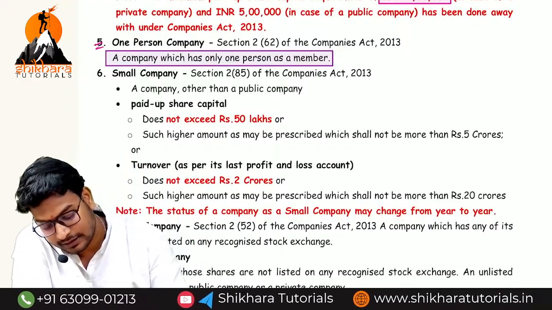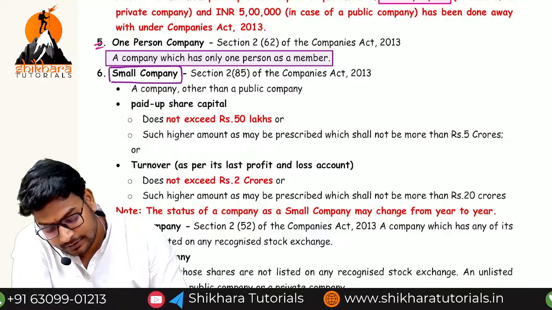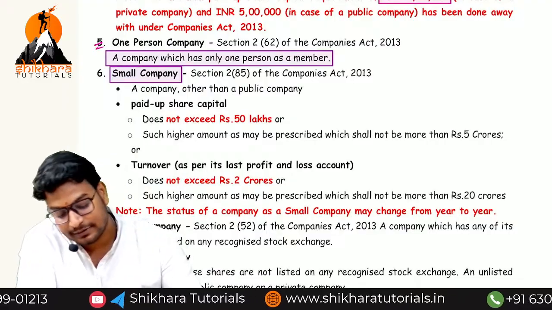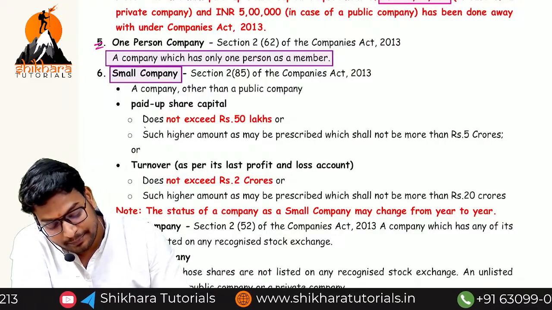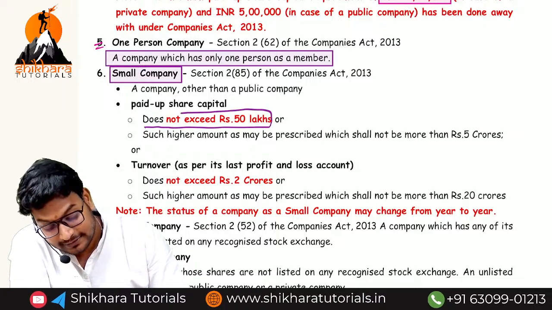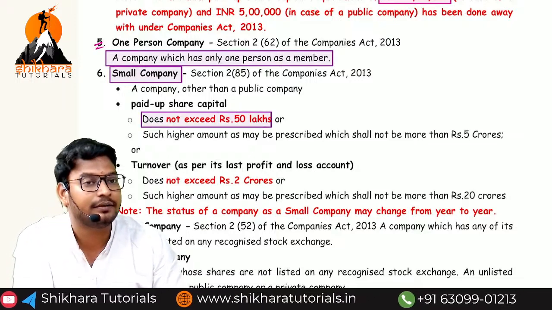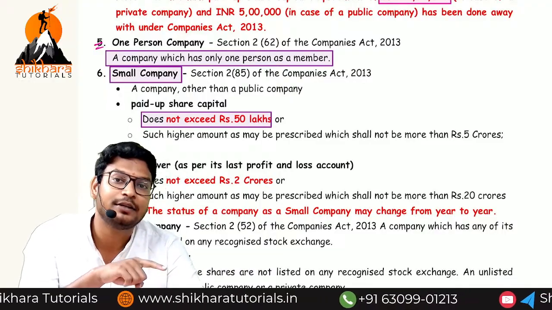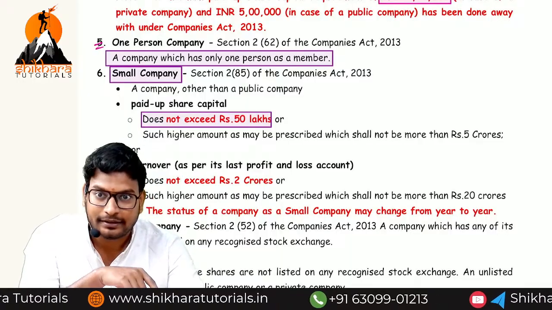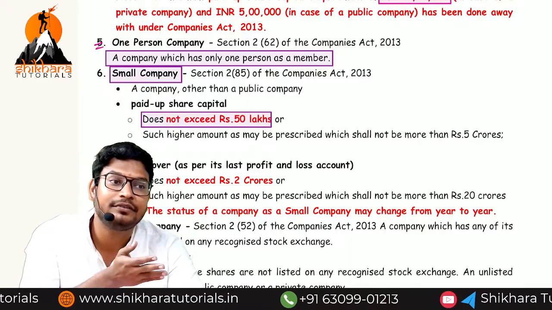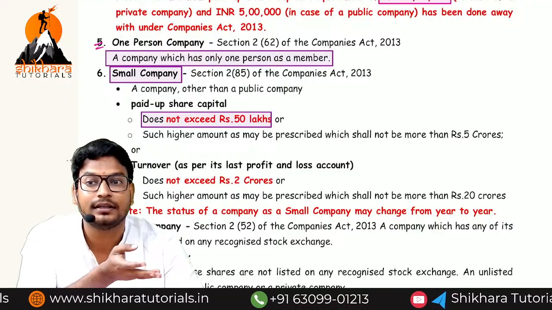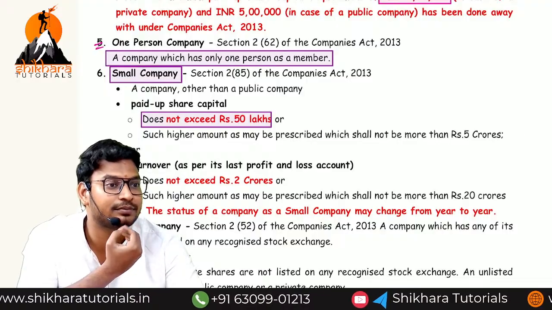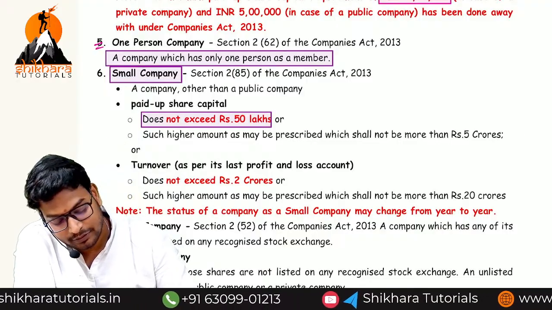And next, what is a small company, sir? Small company means it is small, for that reason it is called a small company, based on paid up share capital. If the paid up share capital does not exceed 50 lakhs. Sir, we have seen this condition where? In the one person company. If paid up share capital is more than 50 lakhs, then only we can convert into a private company or public company. That means less than 50 lakhs, other than OPC, is called a small company. Okay? Such higher amount as may be prescribed.